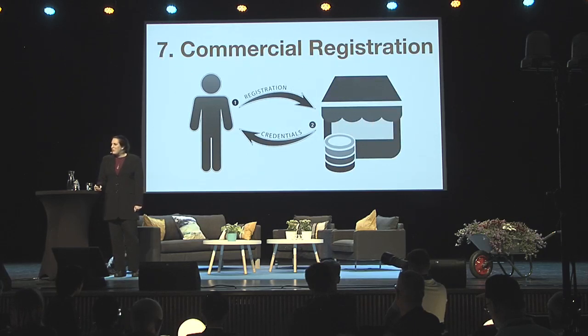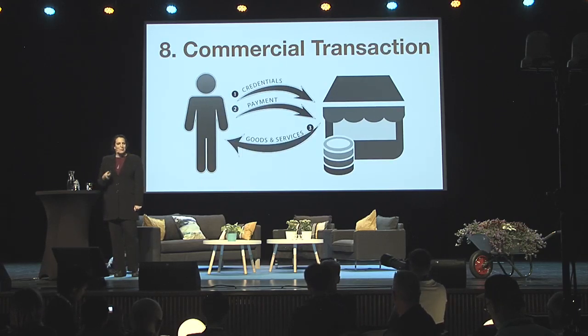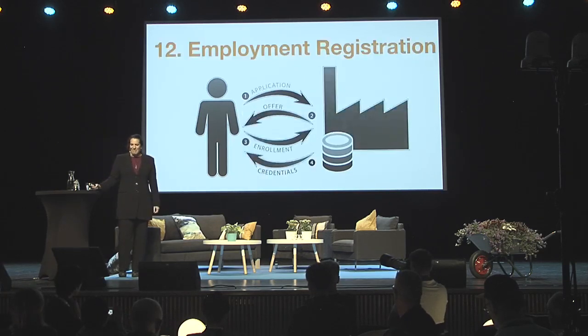The next is commercial registration, where we get loyalty cards, customer numbers, or credit, and then we use the credentials that they hand us with payment to receive goods and services. And this is also where all that data about what you're buying gets aggregated by them. And we're asking this question, how do we also get the data?